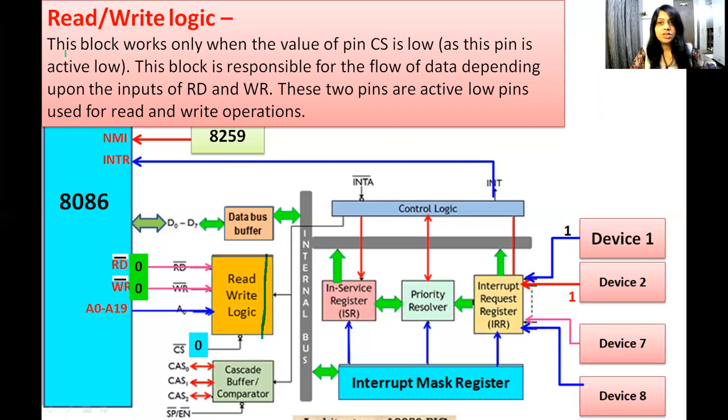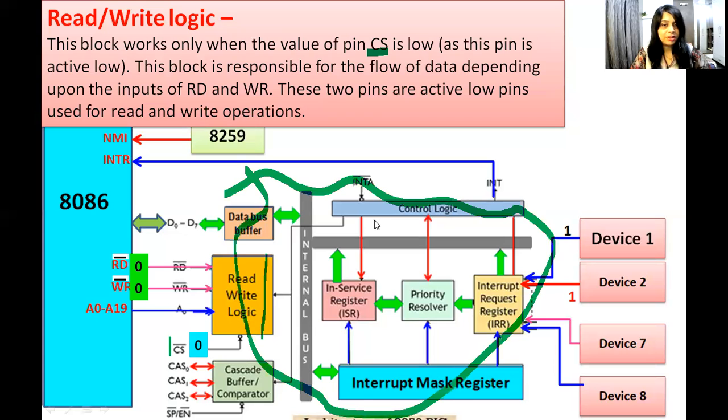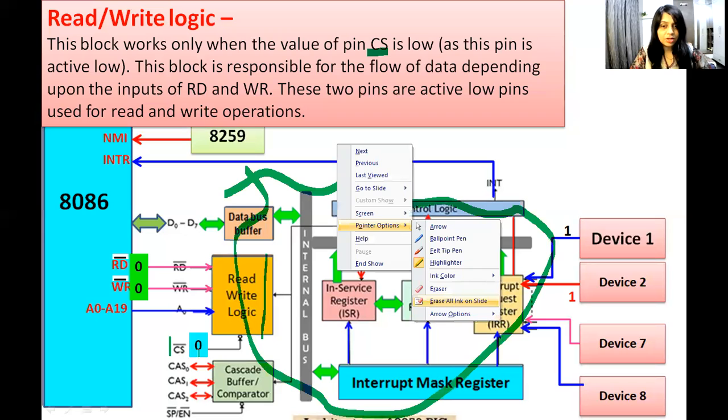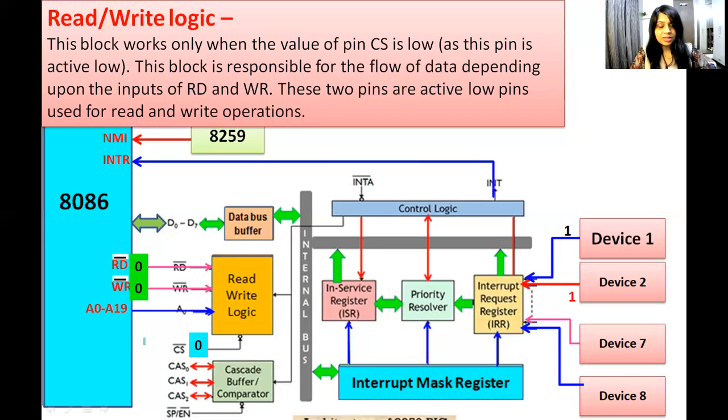Now what is read write logic? This block works only when the value of CS is 0. So you can see here there is one pin, that is the CS bar pin in 8259, which is active low, and it is known as chip select bar. This is used to select this particular 8259. If we want to select this 8259, then this chip select bar should be 0. So 8086 or any decoding logic should transfer logic 0 on this pin to the read write logic so that it selects this 8259. It is used to switch on the 8259 in short.